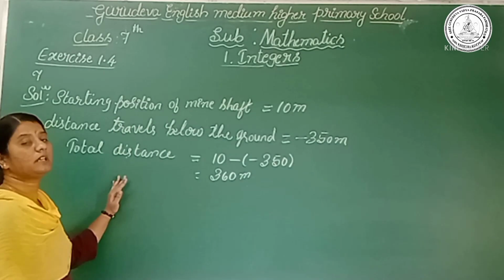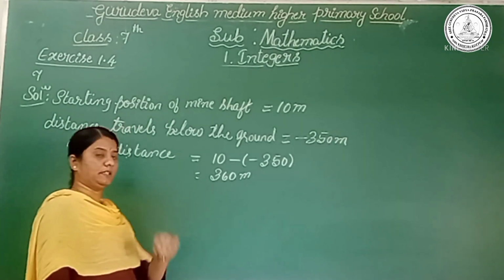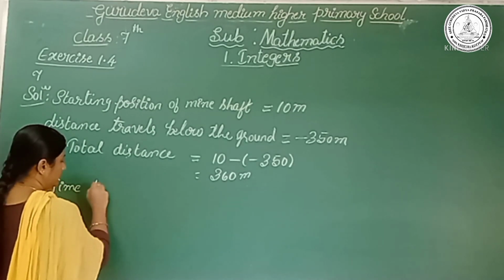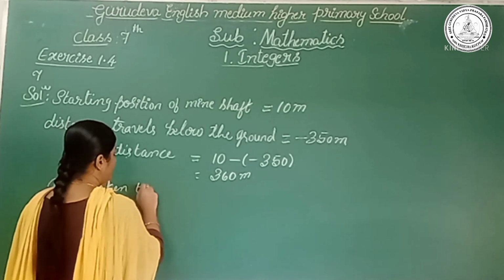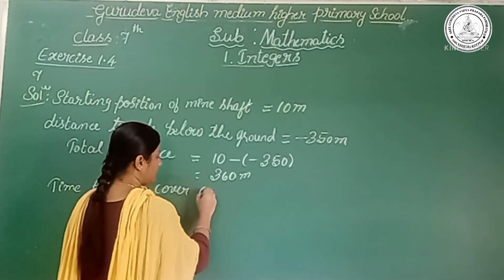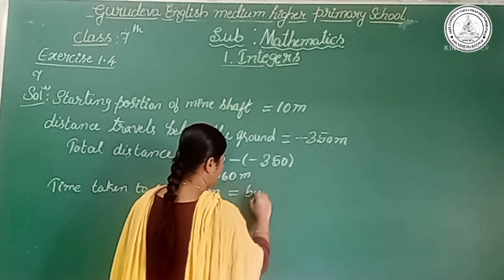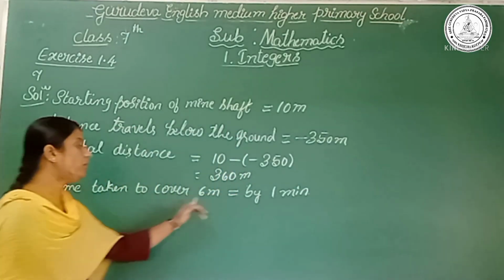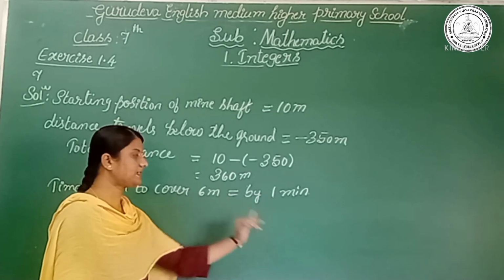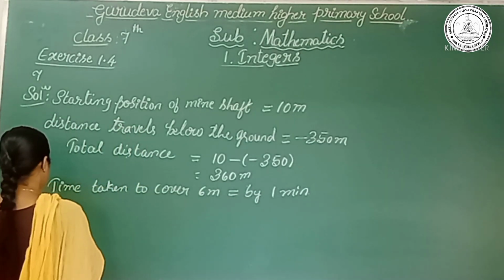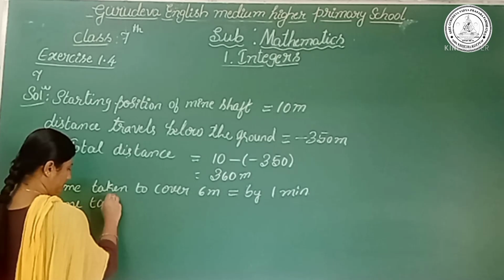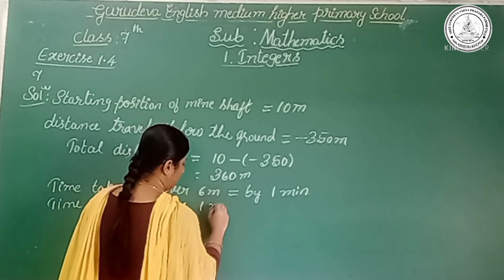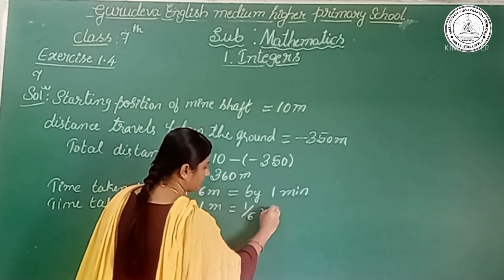Okay, so the time taken to cover 6 meters is equal to 1 minute, right? Then write down: the time taken to cover 6 meters is equal to 1 minute. Then the time taken to cover 1 meter is equal to 1 by 6 minutes.